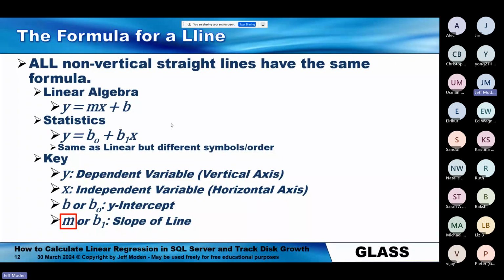And then we have M. M is the slope of the line. And up here in linear algebra, you can see y equals mx. And when we say mx, that's m times x plus b. Or you can see it here as B1 in statistics.